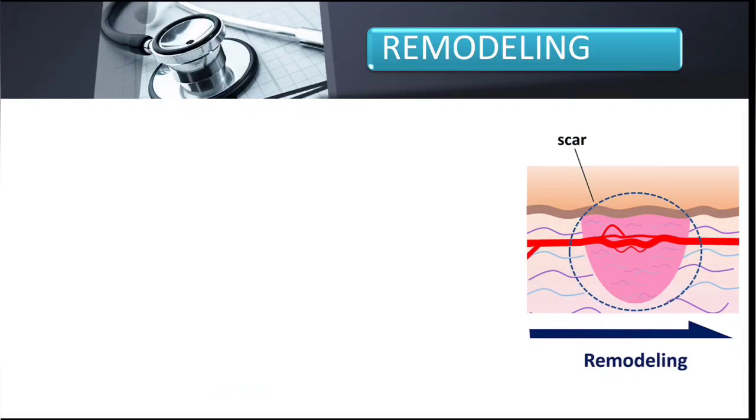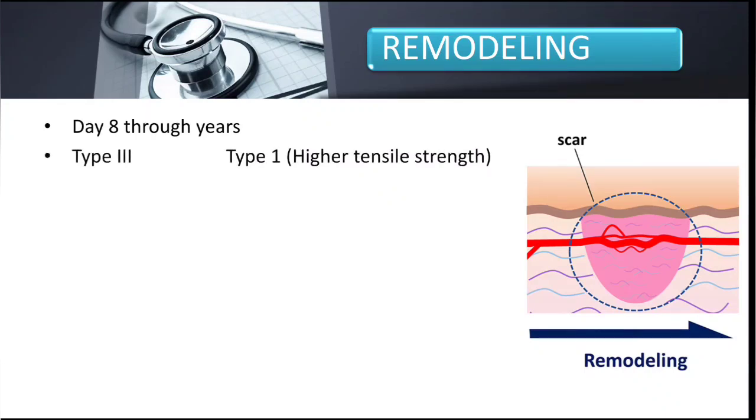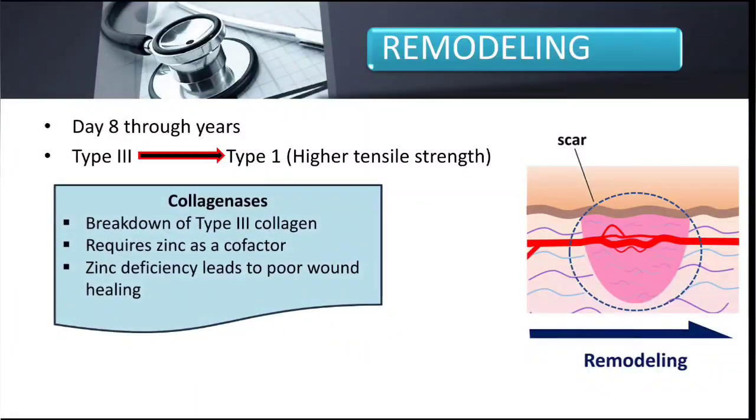The next stage is remodeling or maturation. This is from day 8 through years. There is an important conversion of type 3 collagen to type 1. Type 1 has higher tensile strength. The conversion is mediated by collagenase, which requires zinc as a cofactor, and if there is zinc deficiency, this may lead to poor wound healing. Also, random collagen fibrils are converted into organized ones. They are not just random, they are now organized.